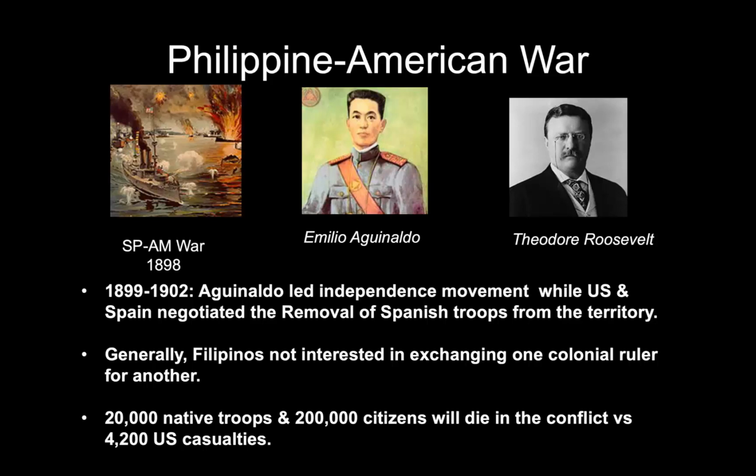Okay, so as that became clear, the Filipino people start to fight against the United States. And so there's going to be 20,000 native troops that begin to fight against the United States. And the end result is that 4,200 American troops are going to become casualties of this war with the Filipino people. And of course, 20,000 troops and 200,000 citizens in the Philippines will die. So there's not a lot of good blood between the United States and the Filipino people, even today.